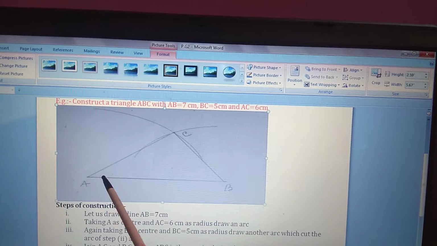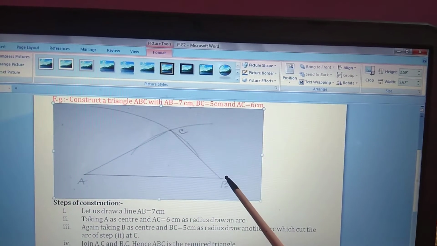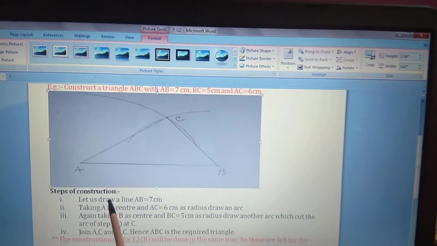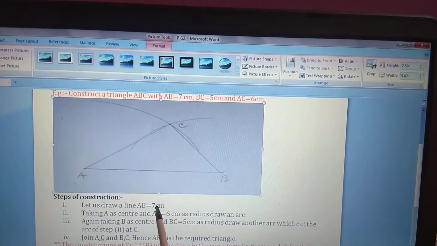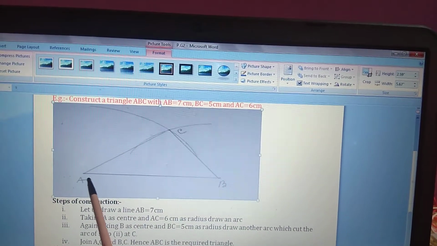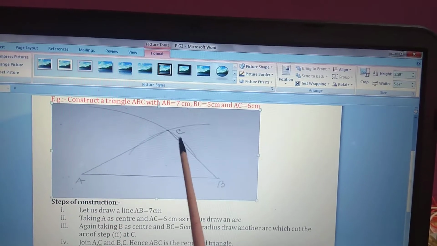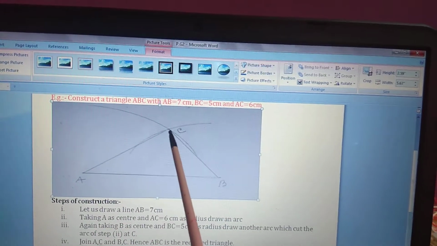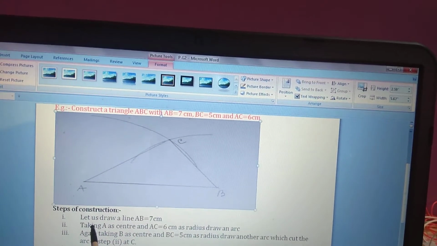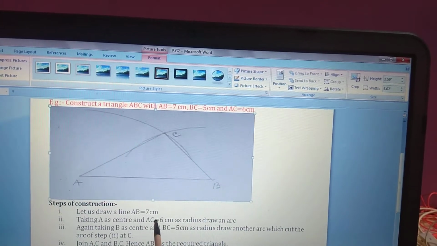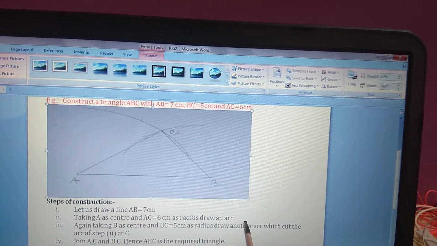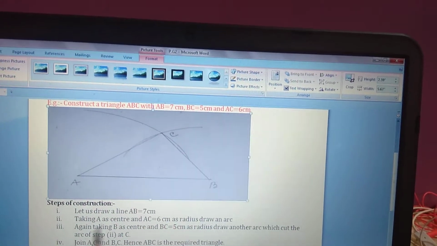We have first drawn a line AB of 6 centimeter. Sorry, AB of 7 centimeter. So our first step is, let us draw a line AB equals to 7 centimeter. Then what we have done? Taking A as center and AC equals to 6 centimeter as radius, we have drawn an arc here. So taking A as center and AC equals to 6 centimeter as radius, draw an arc.